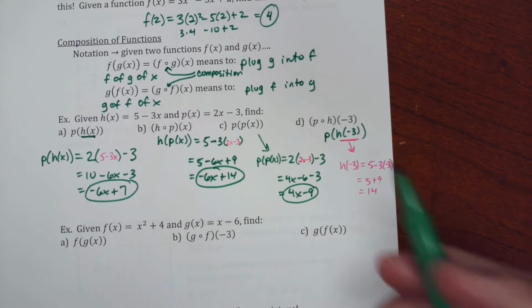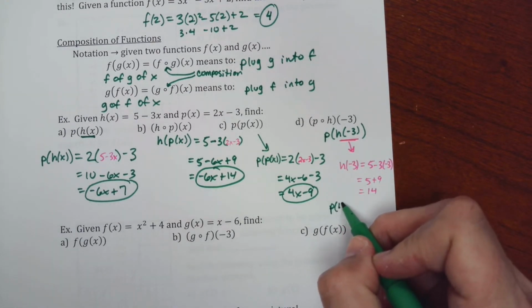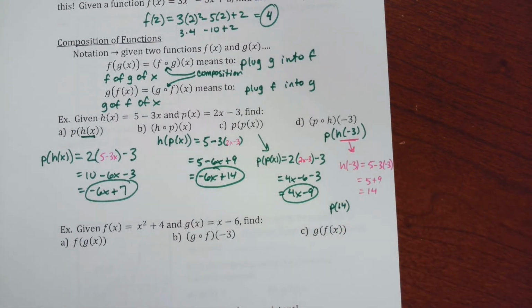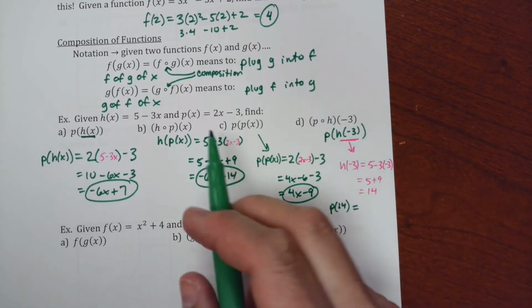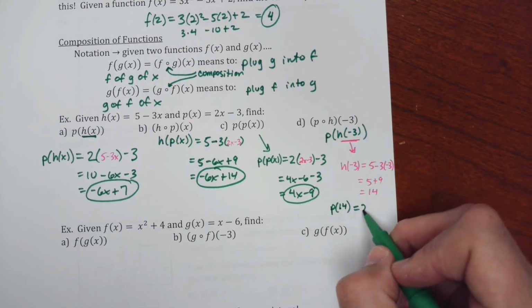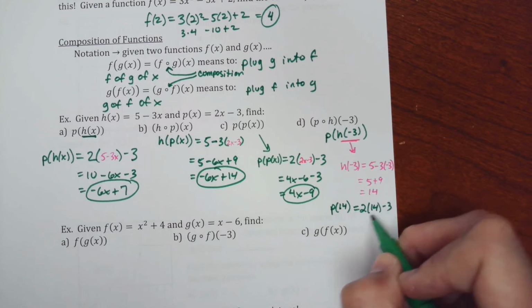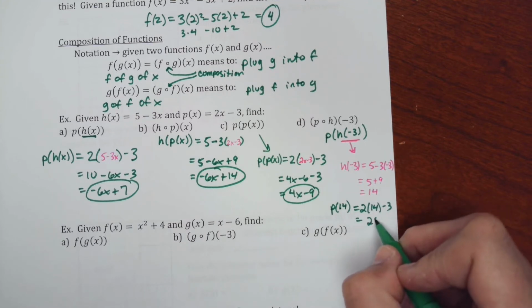So what you're really being asked to do is p of 14. So you're taking the answer from one problem and plugging it into the other. So that means I'm going to plug 14 in here. So 2 times 14 minus 3. So 28 minus 3 is 25.